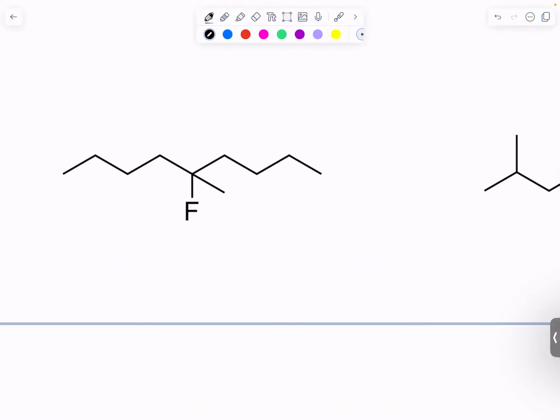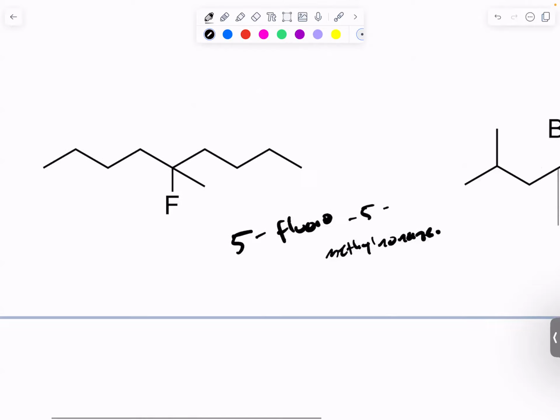They're both in the middle, so it doesn't really matter what way I count. 2, 3, 4, 5, 6, 7, 8, 9. 1, 2, 3, 4, 5. Yeah, they're both at 5. Okay, so fluoro and methyl. So methyl comes first. 5 fluoro dash 5 dash methyl nonene. Perfect. Good.